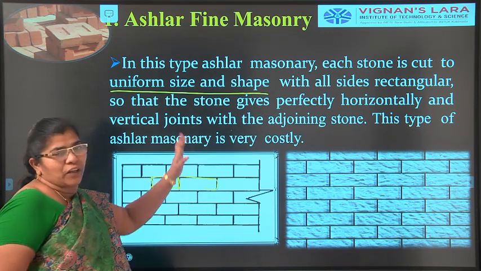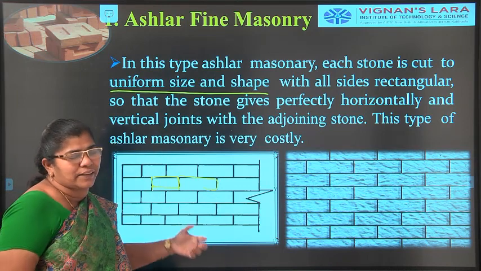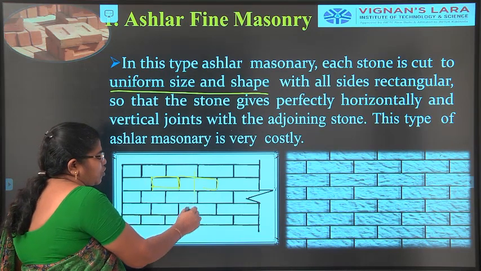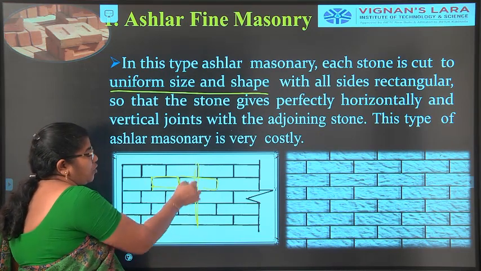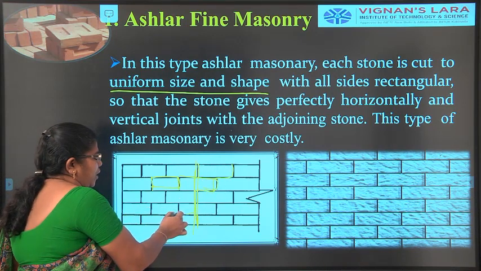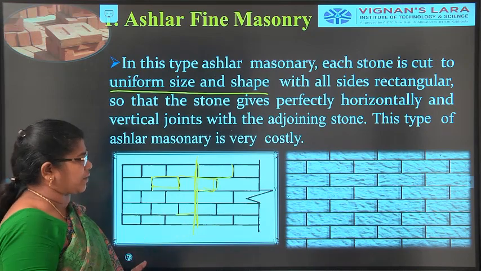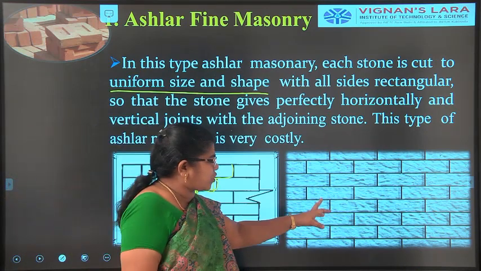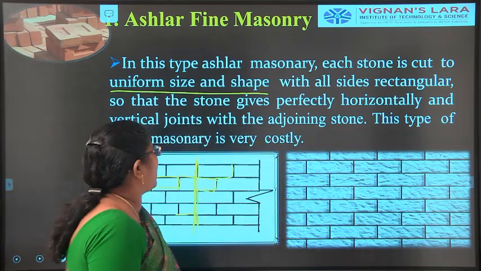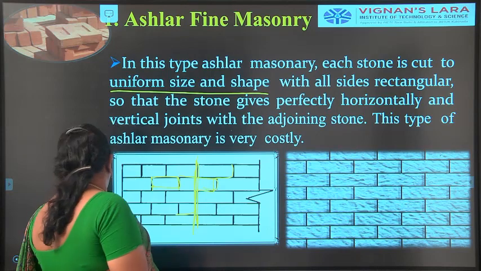Okay. Whether it is stone masonry or brick masonry, any masonry, we have to be very careful that the joints should not run all the way through. Otherwise, what will happen? It will break at the joint into two pieces. Here you can see the stones are very neatly packed and have a very good look. And this type of masonry, ashlar fine masonry, is very, very costly.